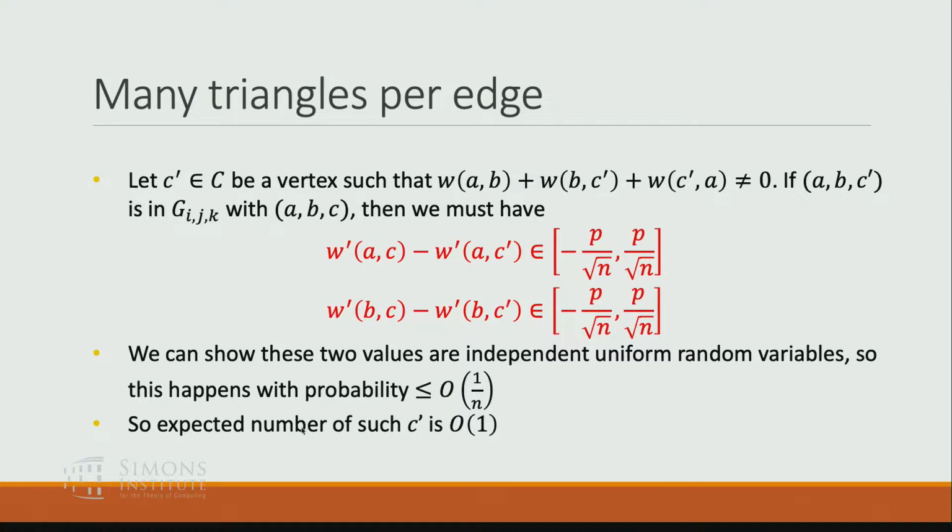So the expected number of such C prime is only order of 1. And as long as we are listing more than 100 times this expectation, the probability that the number of such C prime actually reaches 100 times its expectation is only 0.01. And as long as we are listing more than that, we will reach the actual C with probability 0.99. Any questions? That concludes this proof for listing all one triangles for each edge.